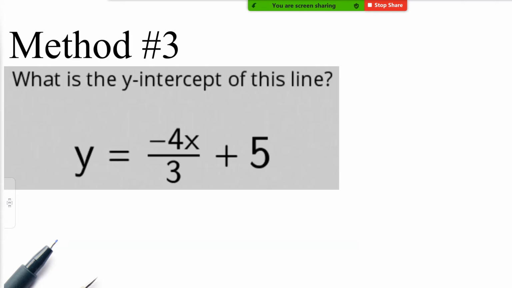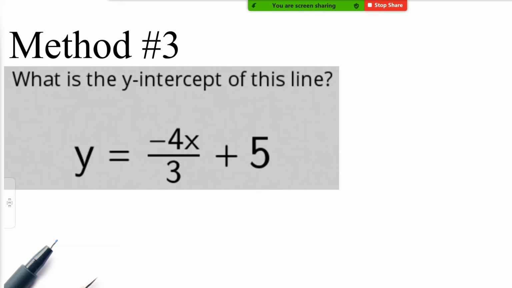Method number 3. Method number 3 is my favorite, not only because number 3 is my favorite number because I was born on the 3rd. I'm Alfred Joe McCoy the 3rd. I just think 3 is a fantastic number.